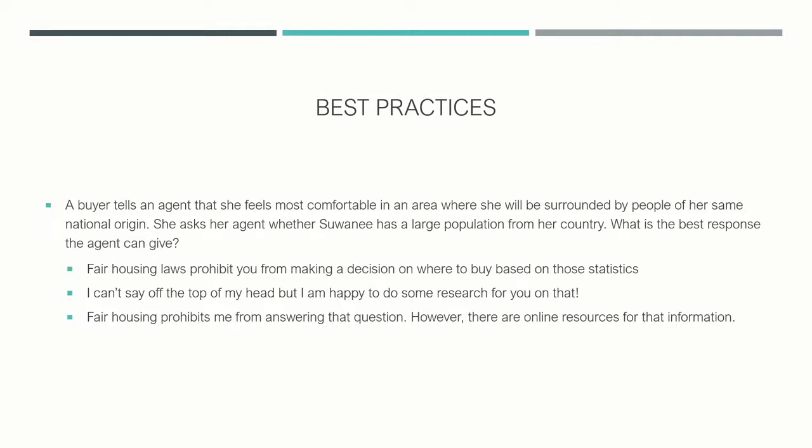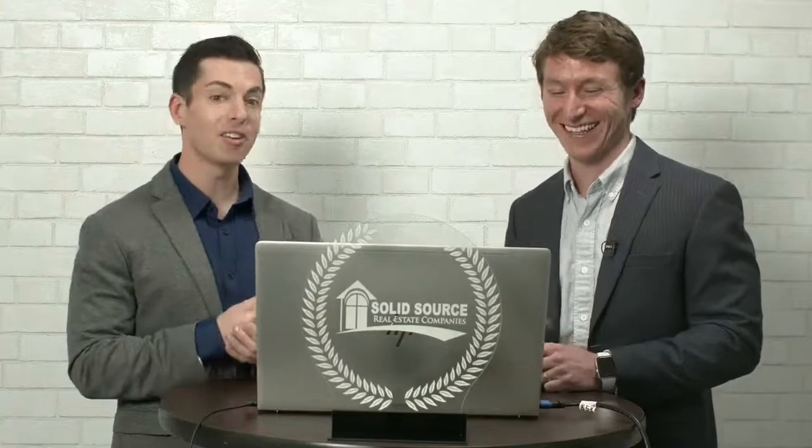Well, as we covered earlier, that's not really technically a fair housing violation. Now, if they had asked for our help in doing that, then of course it would be, but that's probably not going to be the best response here. Our second response is, I can't say off the top of my head, but I'm happy to do some research for you on that. So the agent at this point is intending to go look at some public resources to find out what the population of that national origin is in that area. And then our last one here, fair housing prohibits me from answering that question. However, there are online resources for that information. Of those last two, Derek, which one's the best one? I'm going to go solidly with the third one. Definitely not number two.